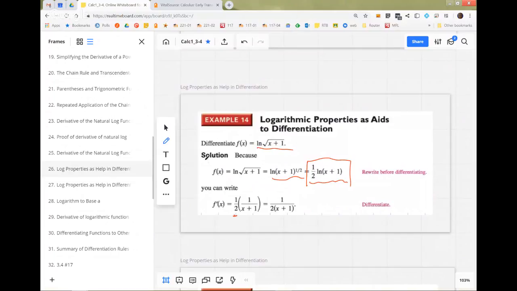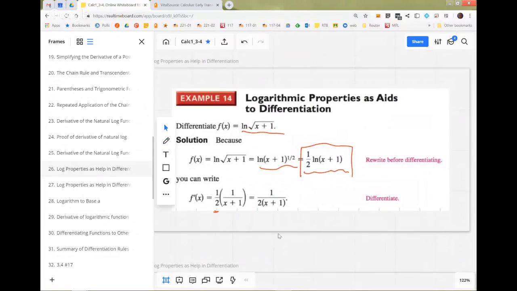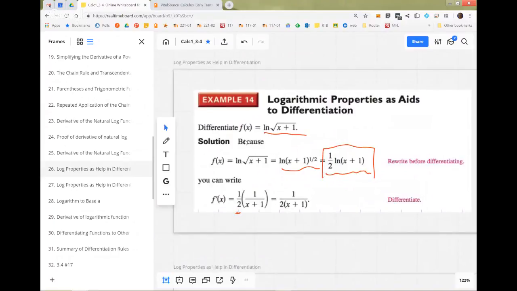So now, do you guys remember your log laws? Here the function is the natural log of the square root of x plus 1. How do you take the natural log of the square root? Well, you can think of that as x plus 1 to the 1/2 power. And what's the natural log of something to a power? It's that power times the natural log of the base.